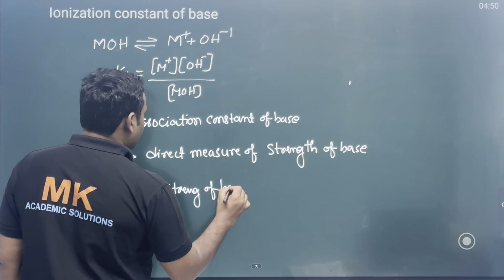Okay. Now what are the factors which influence the degree of dissociation? Factors affecting the DOD, degree of dissociation alpha.